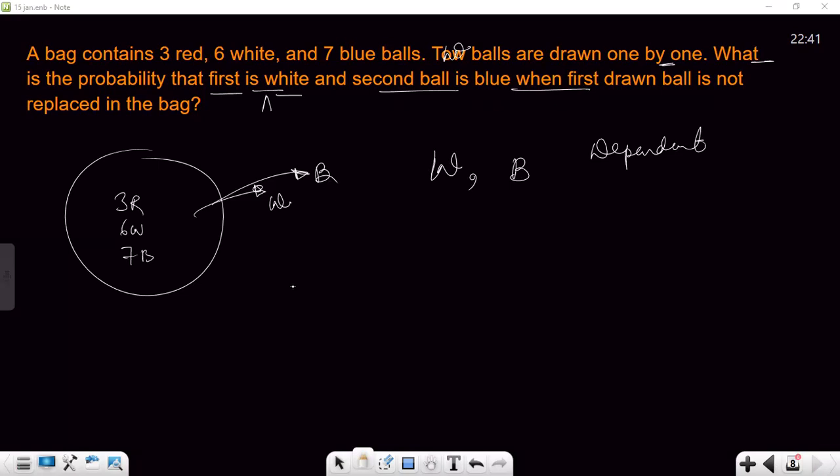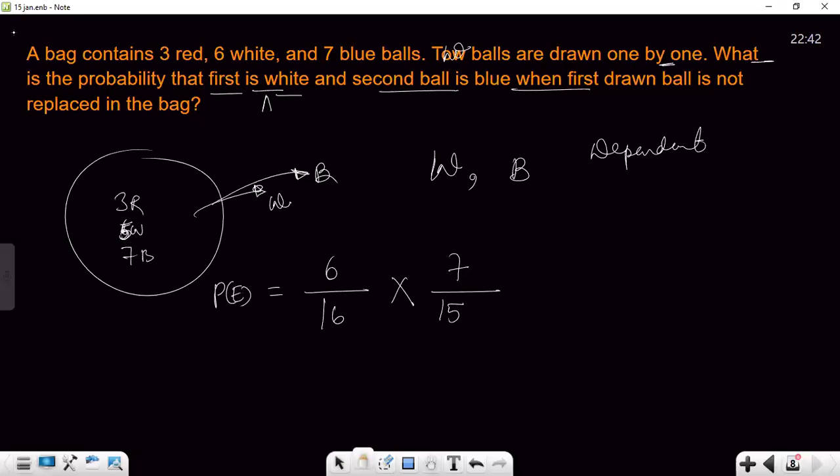So for withdrawing the first ball as white, how many total favorable cases? 6 divided by 3 plus 6, 9 plus 7, 16. Dependent event, so multiplication. Now, how many balls are there? There are 5 white balls remaining this time. We have to withdraw a blue ball. So 7 favorable number of cases. Now this time 3 plus 5, 8 plus 7, 15 balls are remaining. That will be the probability of our event.